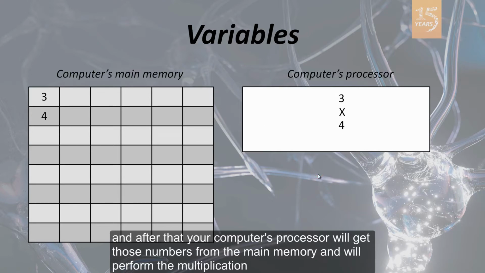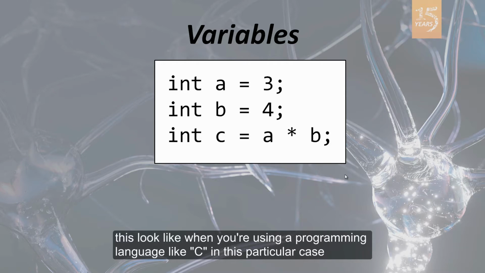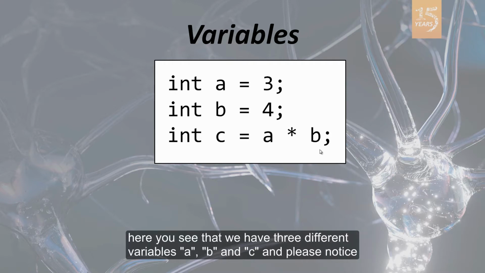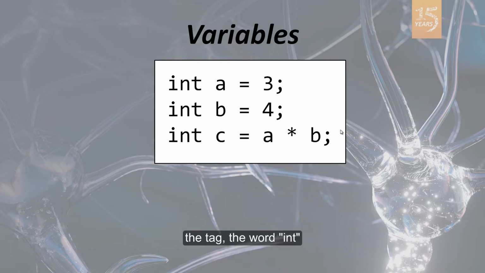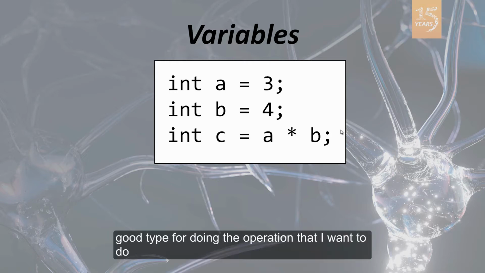After that, your computer's processor will get those numbers from the main memory and will perform the multiplication. Now, how does this look when you are using a programming language like C? Here you see that we have three different variables, A, B, and C, and please notice the word int before the name of the variable. Int stands for integer, and in this particular case my variables are of type integer. This is a good type for doing the operation that I want to do.